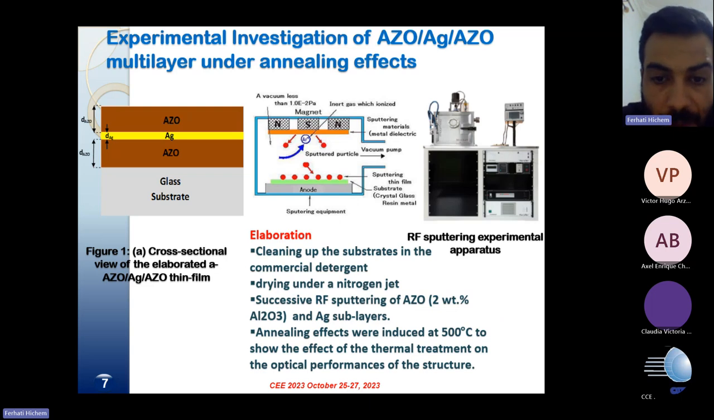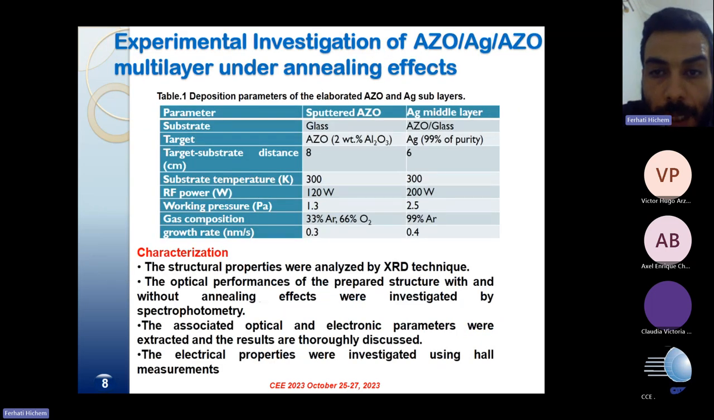Before starting, we cleaned the substrate in commercial detergent. We have used the glass substrate as shown in this figure, drying under a nitrogen jet process, and thereafter the successive RF sputtering of aluminium zinc oxide and silver sublayers. And finally, annealing effects were induced at 500 degrees to show the effect of the thermal treatment on the optical performances and electrical properties of the structure. This table recapitulates the deposition parameters of the elaborated aluminium doped zinc oxide and silver sublayers.